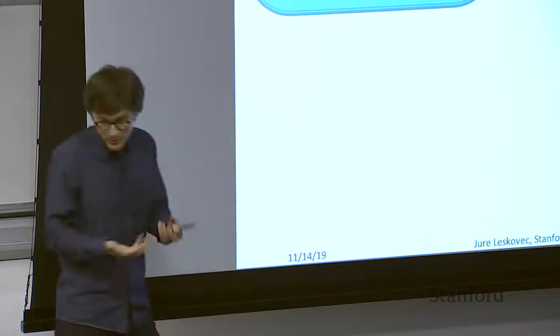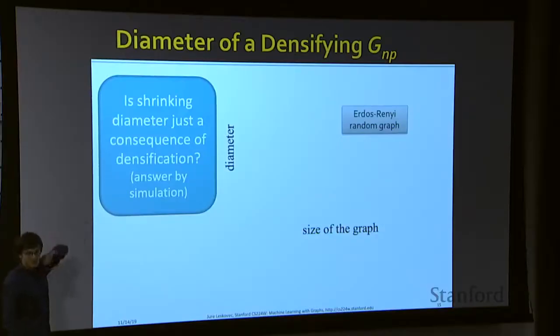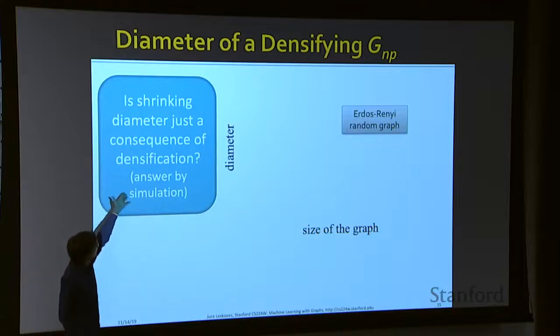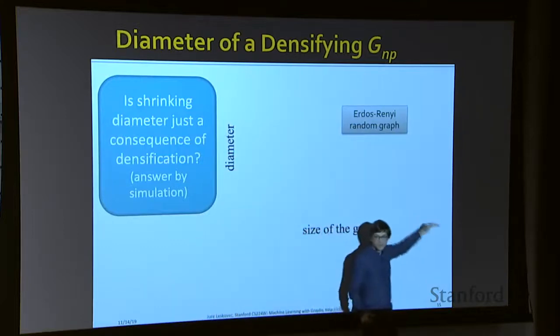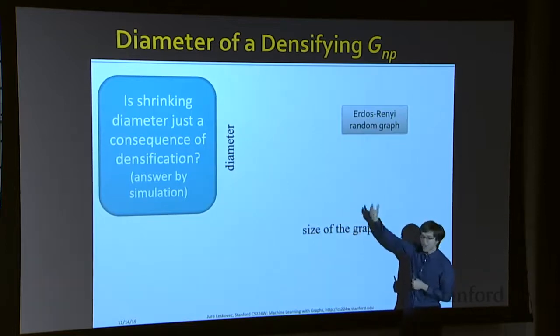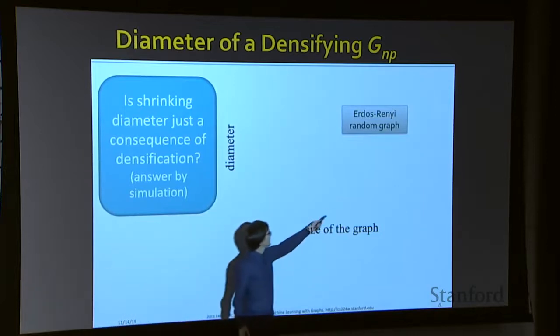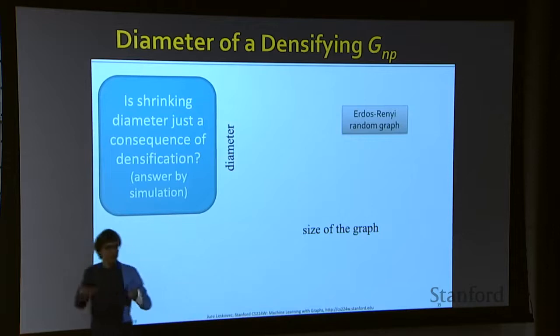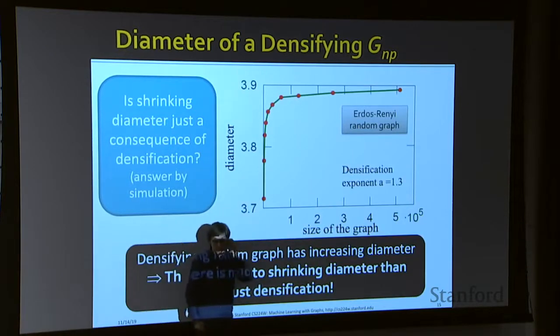So you can ask, how would I evaluate whether densification is enough? So here's the simplest way: is shrinking diameter just a consequence of densification, right? And the way we did it was to say, let's give an answer by simulation. So the idea was, let me generate random graphs that densify. So I will show you random graphs of different size, and each random graph with n nodes will have n to the 1.5 edges or something like that, right? So it will densify, okay? And let's measure the diameter of it. And if you do that, this is what you get, okay?